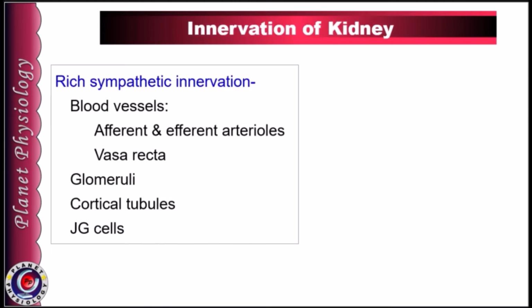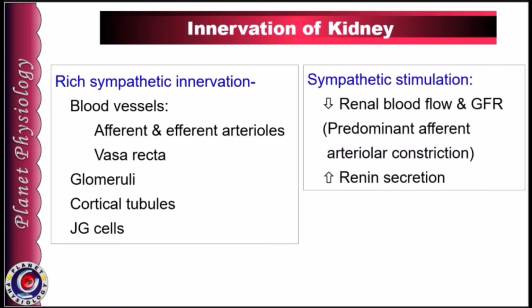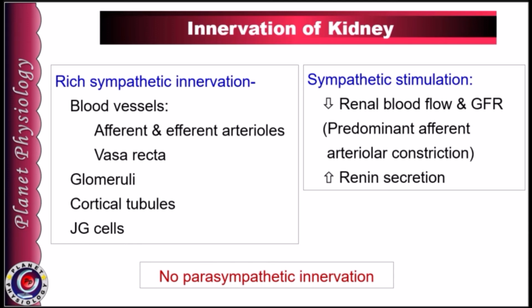Kidneys are innervated by sympathetic nerves which mainly innervate afferent and efferent arterioles, vasa recta, glomeruli, cortical tubules and JG cells. Sympathetic stimulation causes a decrease in renal blood flow and hence GFR due to its predominant action on afferent arterioles. It also causes an increase in renin secretion which plays an important role in maintaining GFR and blood pressure. Kidneys are not innervated by parasympathetic nerves.